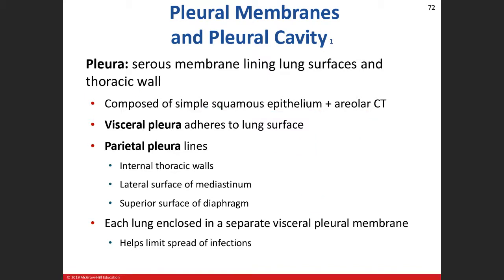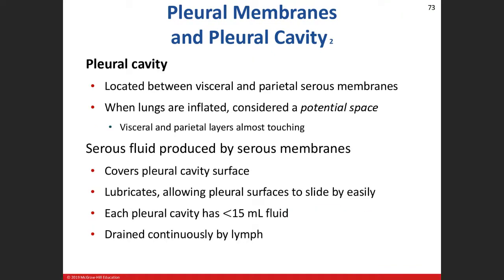Oh, important aspect I should have mentioned, okay? Each of these visceral pleural membranes surround each lung individually, which is good. They're not connected because that can help to inhibit the spread of certain types of infections. So the pleural cavity is this space in between the parietal layer and the visceral layer, okay?